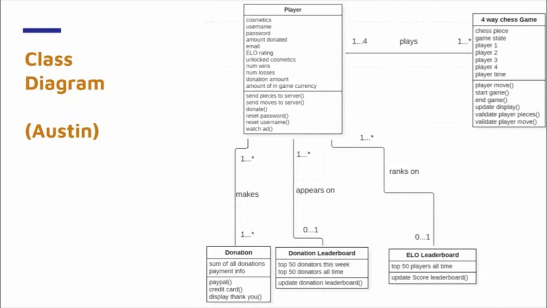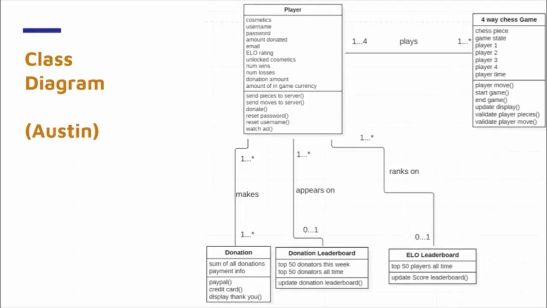This is the class diagram for our project. So our class diagram includes 5 classes for this example. So we have the player, the 4-way chess game, the ELO leaderboard, the donation leaderboard, and the donation class. So the player is basically just there to store all the player information and their interactions with other items. The 4-way chess game is everything associated with that actual 4-way chess game.